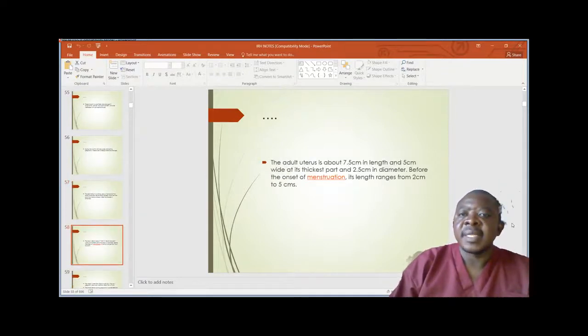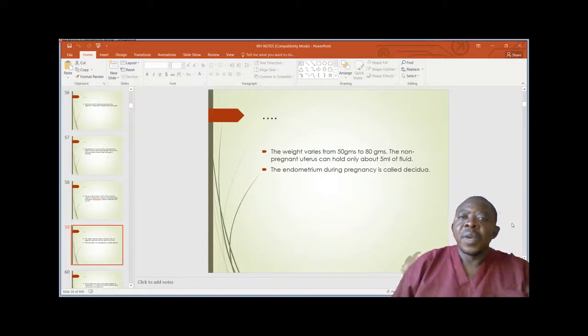The adult uterus is about 7.5 centimeters in length and 5 centimeters wide, and its thickest part is about 2.5 centimeters in diameter. Before the onset of menstruation, its length ranges from 2 centimeters to 5 centimeters. The weight may vary from 50 grams to 80 grams. The non-pregnant uterus can hold only about 5 mls of fluid. So when you see menstruation, that is almost the amount in mls that may come.